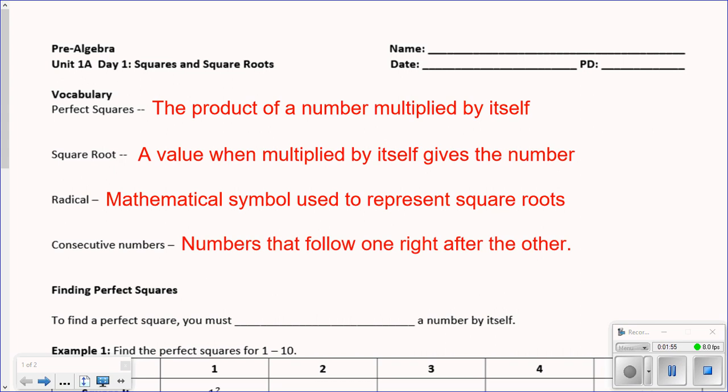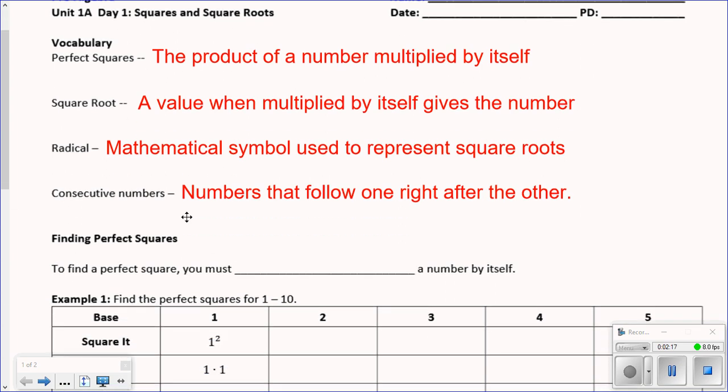Consecutive numbers are the ones that follow one right after another. So 1 and 2 are consecutive numbers. 3 and 4 are consecutive numbers. 1 and 3 are consecutive odd numbers. 2 and 4 are consecutive even numbers. Okay? They are going to come right after each other when you do that list.